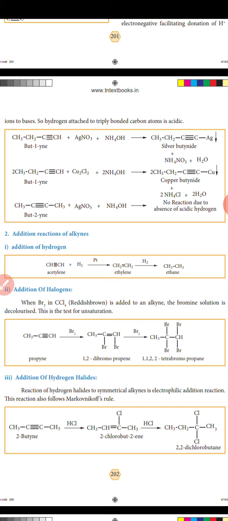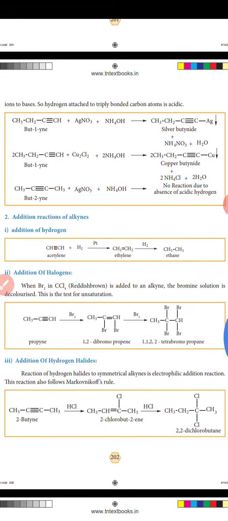The second one, addition of halogenation, propyne. When reddish brown bromine is added to the alkyne in carbon tetrachloride solution, it is decolorized. This is the test for unsaturation. The first is triple bond formation, second is double bond, the last is single bond formation. The same process applies to addition of hydrogen and addition of halogenation.